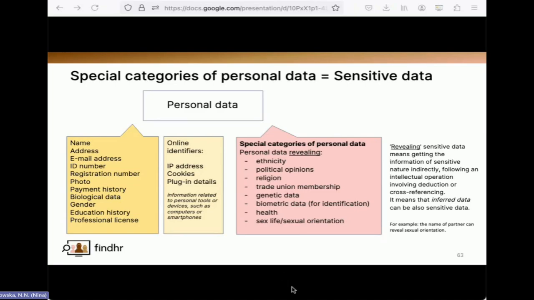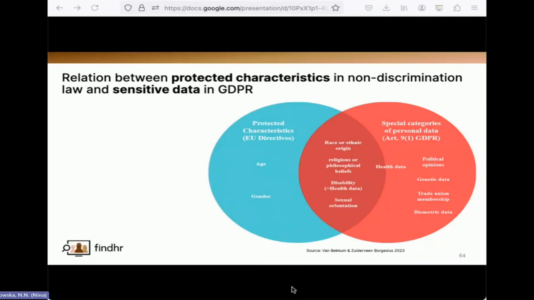And when we go back to our discussion about non-discrimination law, which Frederik described in the first part of the class, we see that there is an overlap, but not a full overlap, between sensitive data based on GDPR and protected characteristics in non-discrimination law. And just to remind you, in the employment context at the EU level, we have 6 protected characteristics: religion, disability, age, sexual orientation, ethnicity, and gender. Of course, in member states there can be more protected grounds, but this is the minimum protection based on EU law.